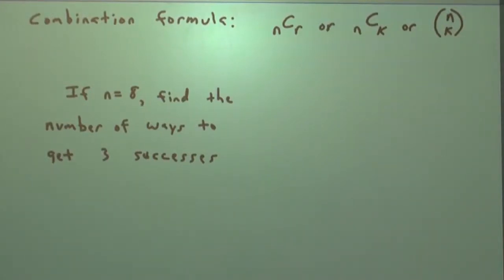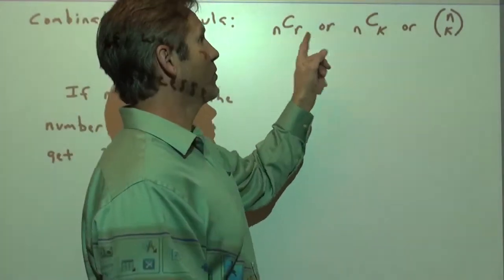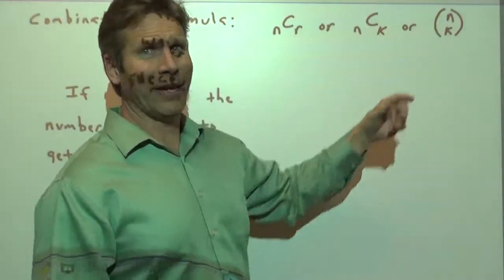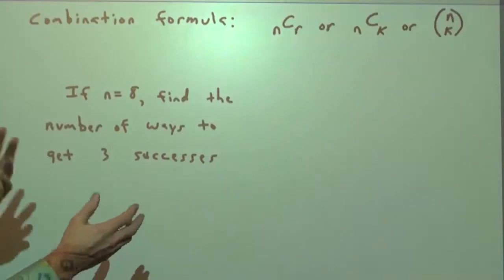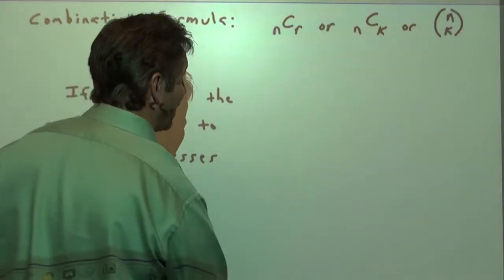We looked at the combination formula in class yesterday. Just know that the combination formula can be represented this way, or like this, as it is in the binomial probability formula for AP Stat. So it might be a situation like, hey, if we have 8 things, find the number of ways that you could get 3 successes, 3 of them selected to be successes out of 8.